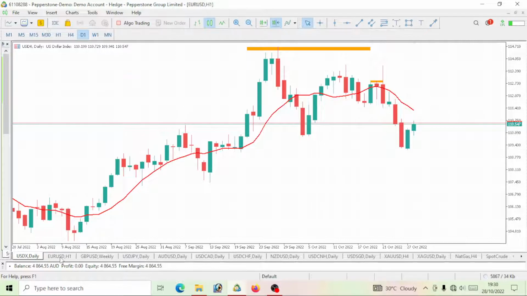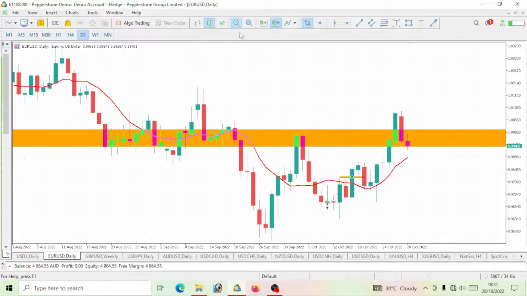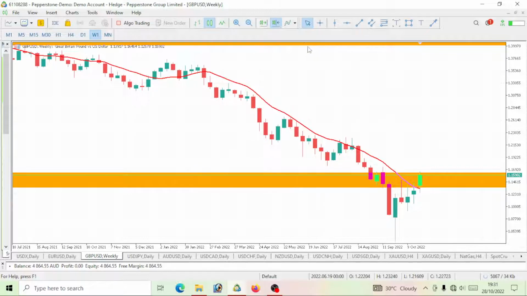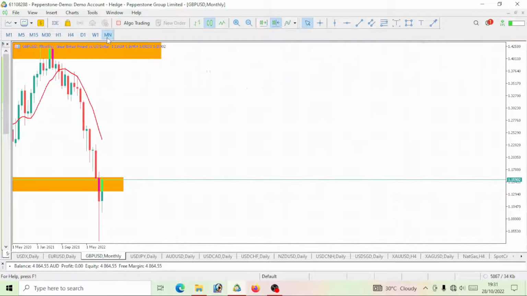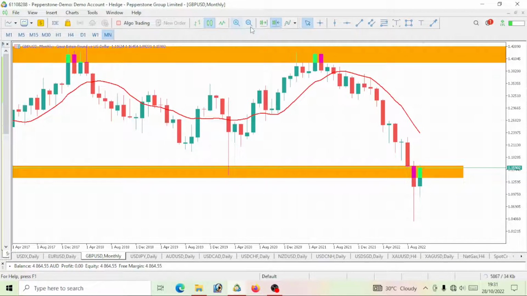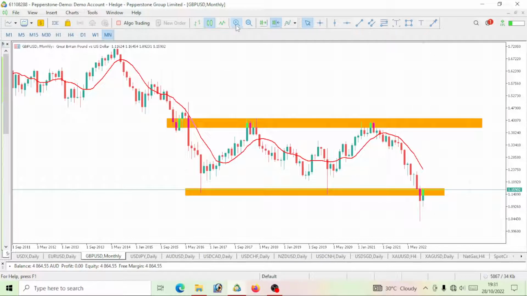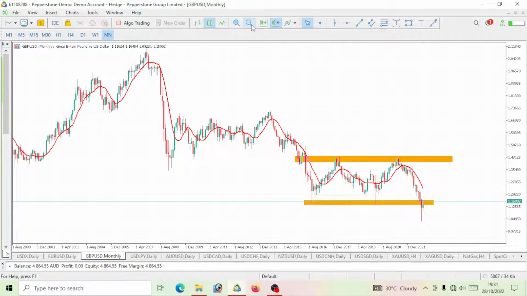Now that will take us to the next one, which is our GBP USD. As usual, we would start with the monthly time frame. First of all, what is the full trend of this? You can see that this is kind of a bearish move. Price has been dropping on GBP USD. It has been happening for a long time.